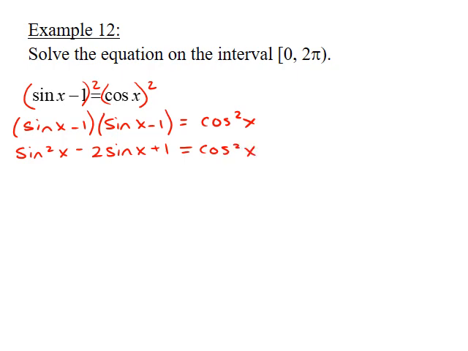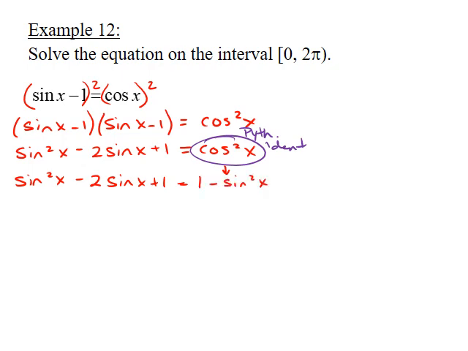Okay, well, looking at this, I have different trig functions. Now, the left-hand side seems manageable, like I could maybe factor that, but I'm going to try to make this sine because I want the same trig function. So I'm going to apply a Pythagorean identity here. So I will get sine squared of x minus 2 sine of x plus 1 is equal to, this will become 1 minus sine squared of x.